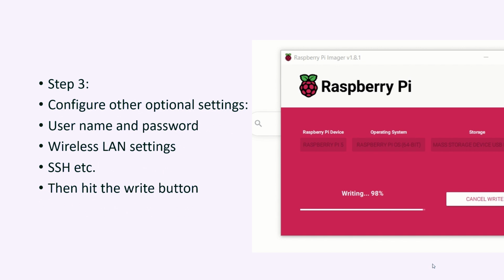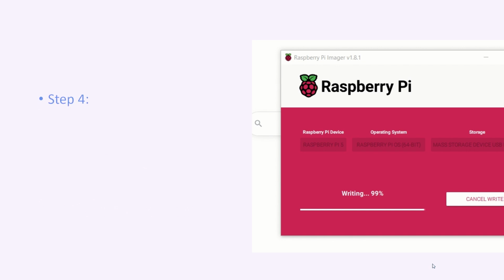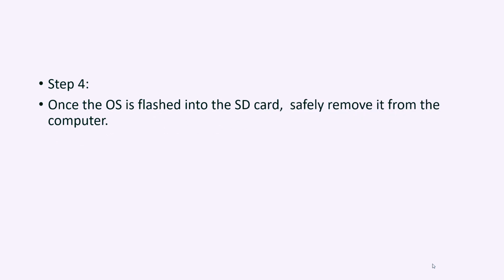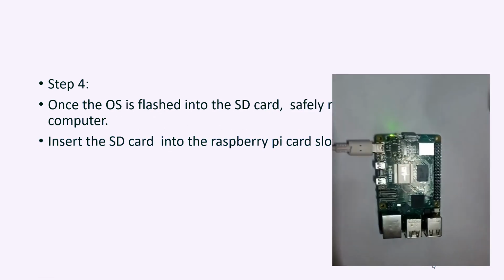So after doing all these configuration settings, then hit the write button. So once the OS is flashed into your SD card, you need to safely remove it from the computer and insert the card back into the Raspberry Pi card slot.